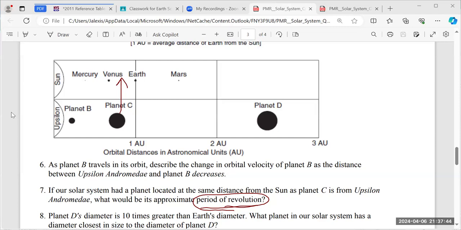So what are the two planets that I see? I see Venus and I see Earth. So that means that I definitely need to pick a number.